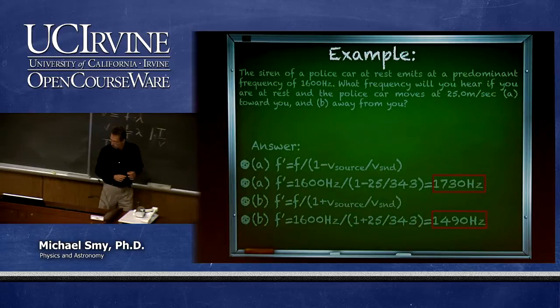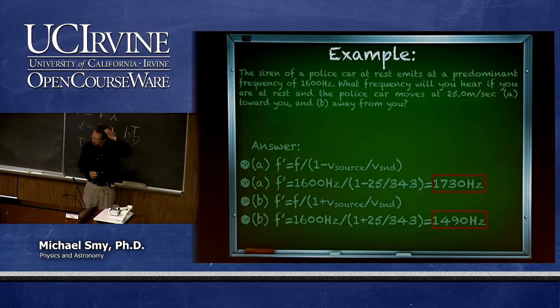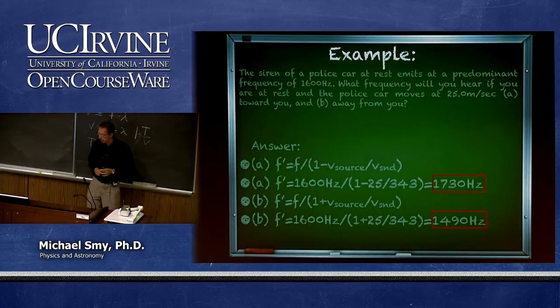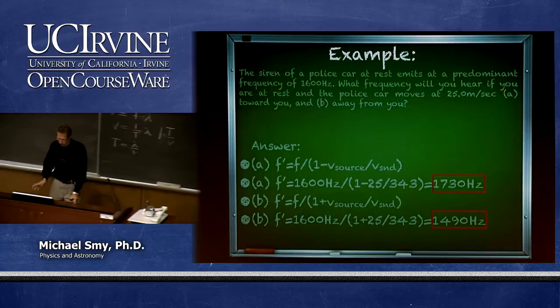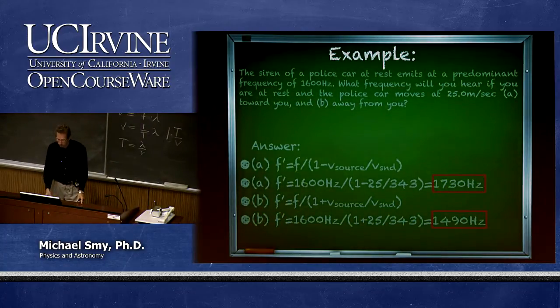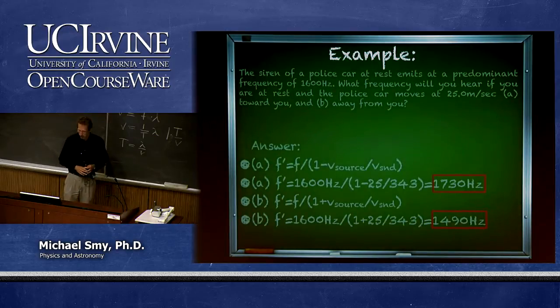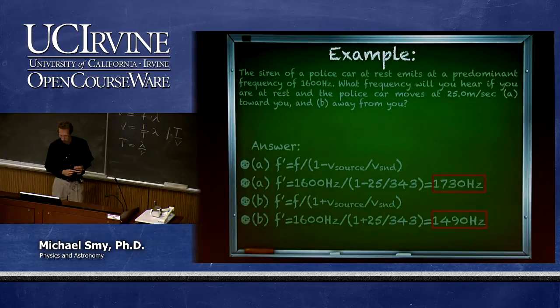Let me now calculate through two examples of the Doppler effect. The first problem is we hear the siren of a police car at rest, and it emits a predominant frequency of 1600 Hertz. The question is, what frequency will you hear if you are at rest and the police car moves at 25 meters per second towards you or away from you?